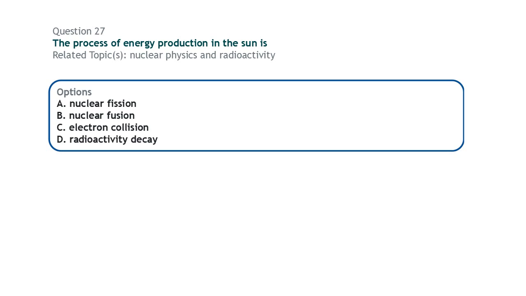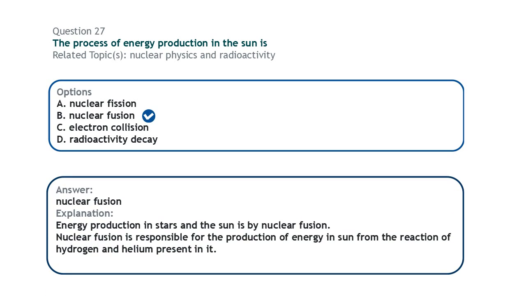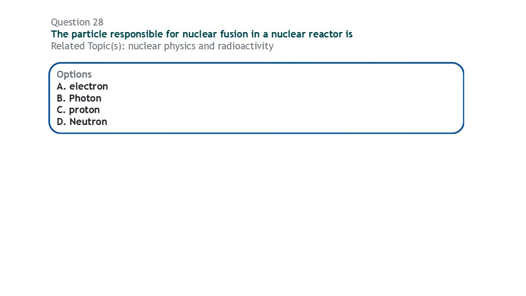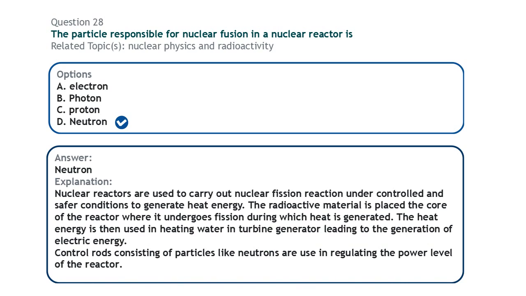Next, on nuclear physics, the process of energy production in the sun is by nuclear fusion, the nuclear fusion of hydrogen isotopes into helium. Next, the particle responsible for nuclear fission in a nuclear reactor is the neutrons. The neutrons are responsible for nuclear reactions in a nuclear reactor.